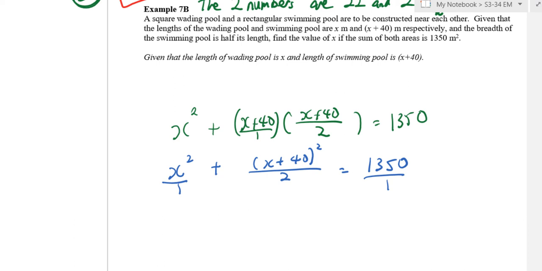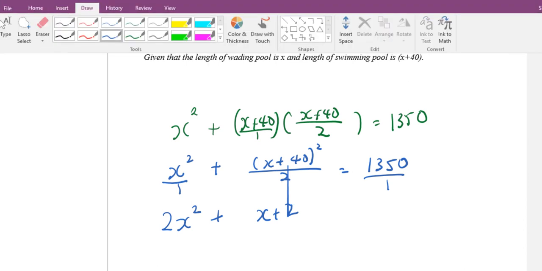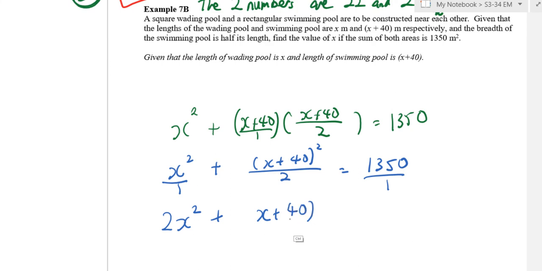Method number 2. Find the LCM. LCM of 1, 2, 1 is 2. So this one times 2, I will get 2x squared. This one times 2, I will get, sorry, let me remove, I will get this. This one times 2, I will get this. Do you follow? Don't you like the LCM method? Group everything together, then you will also remove the fraction.